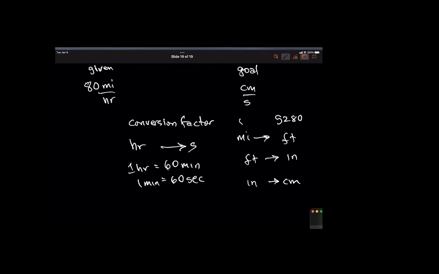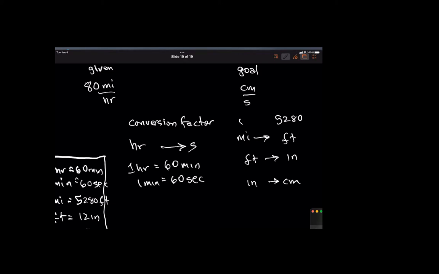So here are the conversion factors that I'm going to use. 1 hour equals 60 minutes. 1 minute equals 60 seconds. 1 mile equals 5280 feet. 1 foot equals 12 inches. And 1 inch equals 2.54 centimeters.